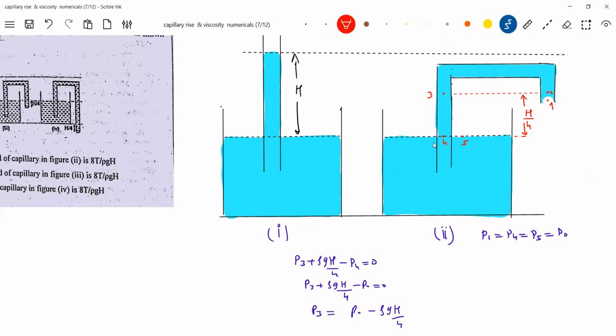Let's write the equation at the open end. P1 should be equal to P2 plus the surface tension term 2T by R. R is the radius of the meniscus there. Now what is the pressure at 1? P naught. What is the pressure at 3 and 2? The liquid is at rest, no? What is the state of liquid at rest? So pressure at 2 and 3 should be equal. So I'm going to equate these two here.